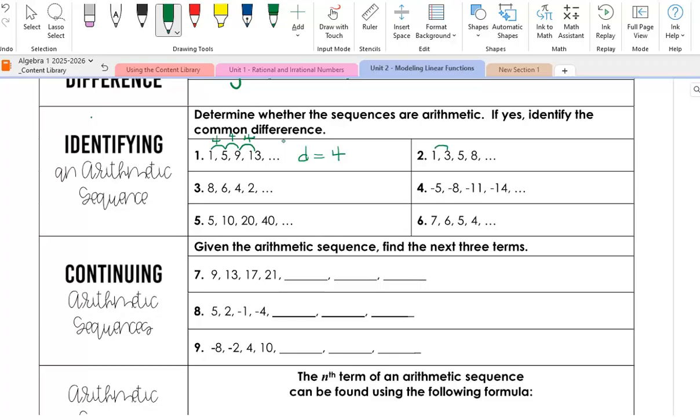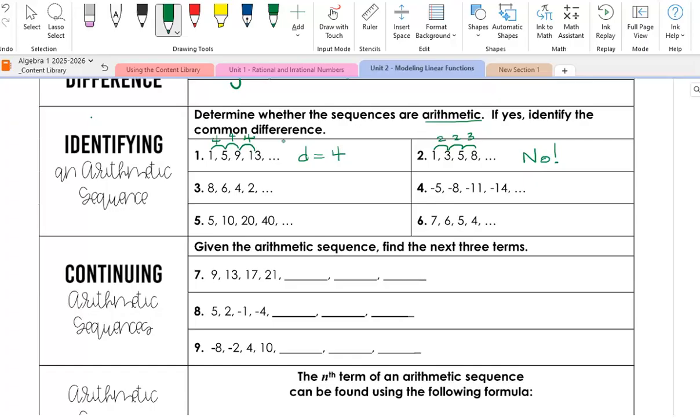All right, let's do it again. 3 minus 1 is 2. 5 minus 3 is 2. 8 minus 5 is 3. Oh no, these are all not the same, so it does not have a common difference. It is not arithmetic. Okay?